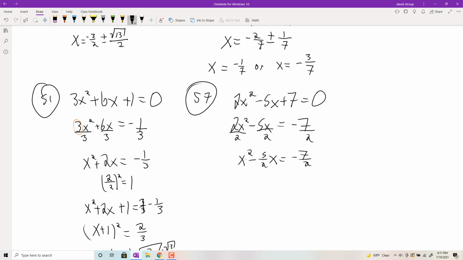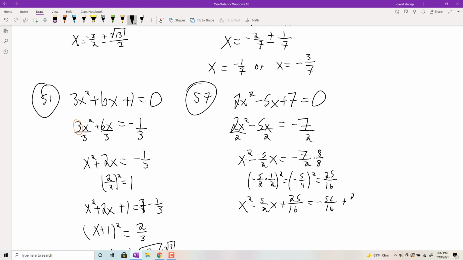The b value is negative 5/2. Negative 5/2 divided by 2 is the same as negative 5/2 times 1/2. Square that. So negative 5/4 squared. In other words, 25/16. I have to add that to both sides. I'll need a common denominator eventually, so I'm going to multiply top and bottom of this thing by 8 to make that happen. Okay, so on the left I have x squared minus 5/2 x plus 25/16. On the right side you'll have negative 56/16 plus 25/16.